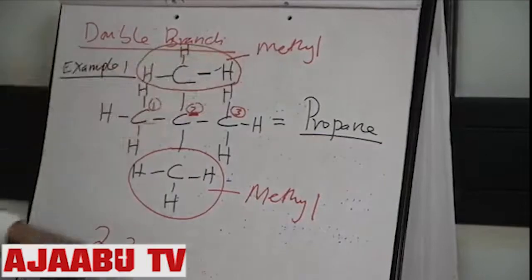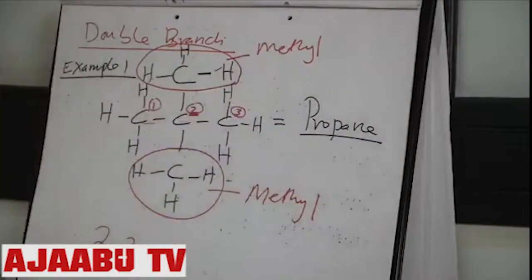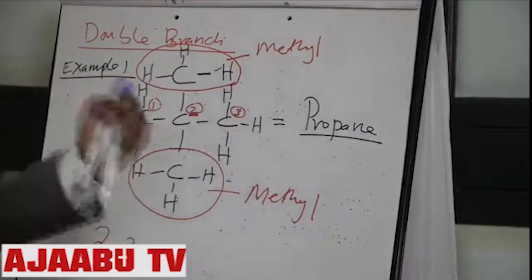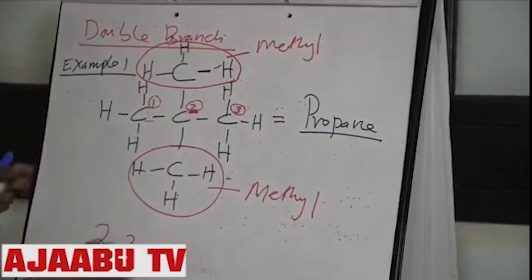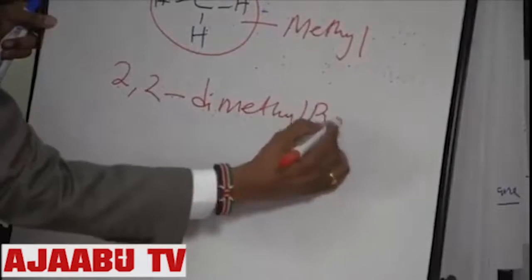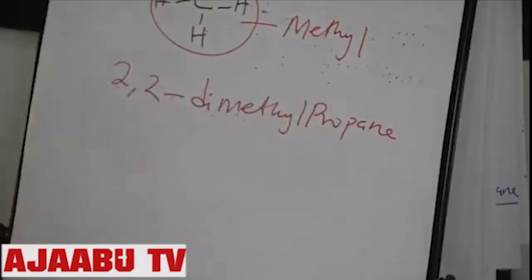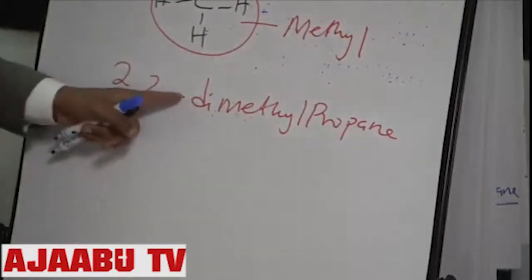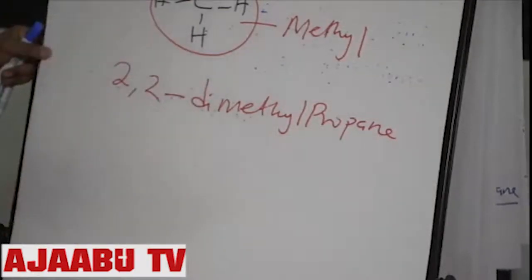Then we have a methyl group and we have a methyl group here. When it is 1, it is methyl. When it is 2, it is dimethyl. When there are 3, you say trimethyl. When there are 4, you say tetra, not quadra, tetramethyl. So when they are here, you say 2,2-dimethylpropane. This thing is as easy as reciting vowels. Whenever you separate a number and a number, you use a comma. Whenever you separate a number and an alphabetical name, you use a hyphen. So this is 2,2-dimethylpropane.